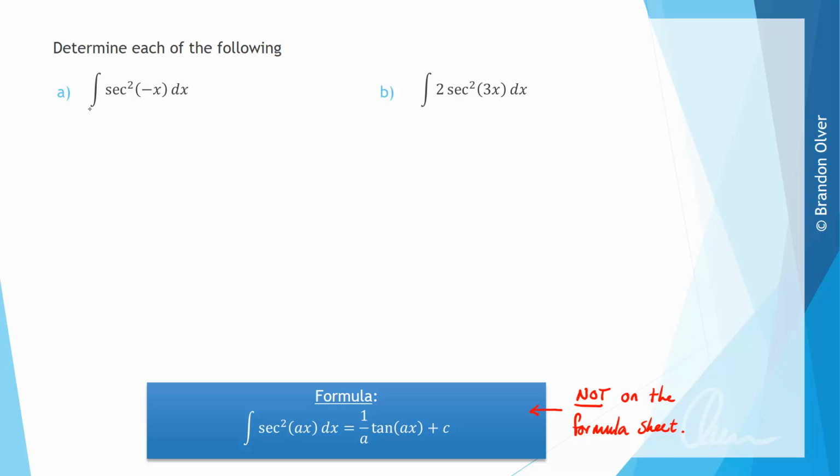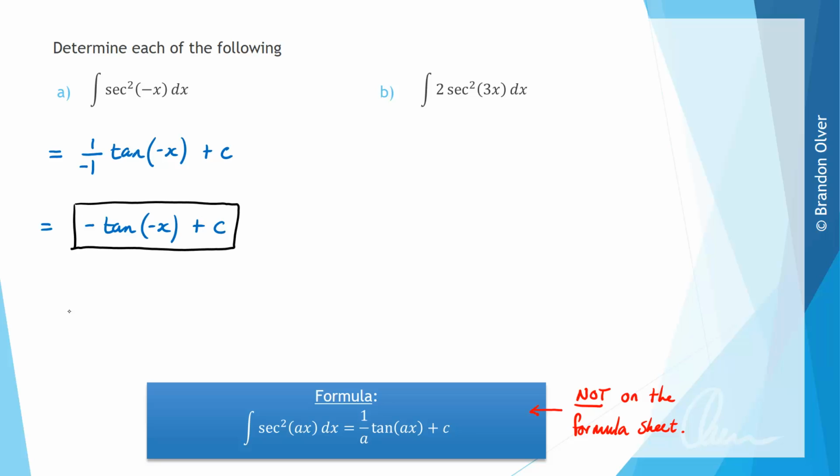So that means that the integral of sec squared of negative x dx, if we apply the formula, is going to equal 1 divided by the coefficient of x, which is negative 1, multiplied by tan of negative x plus c, and that is simply equal to 1 divided by negative 1, which is simply negative tan of negative x plus c. So that is the answer to part A of this example.